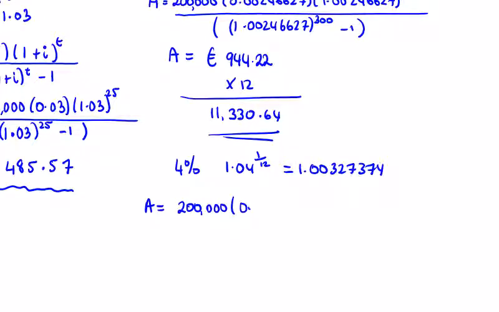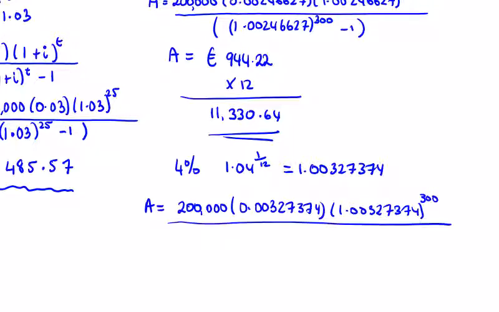So the amount that I'm going to pay back is 200,000 by I, which is just 0.00327374, by 1 plus I, which is 1.00327374 to the power of 300, we're looking at monthly, all divided by 1.00327374 to the power of 300 minus 1. Again, put these in the same bracket when you're dividing by them.